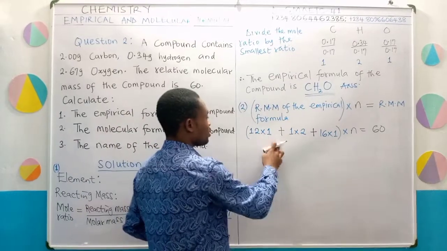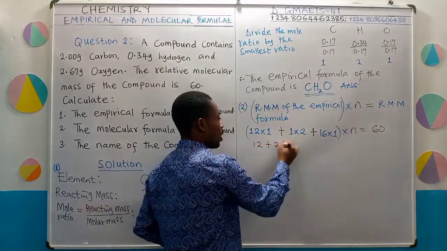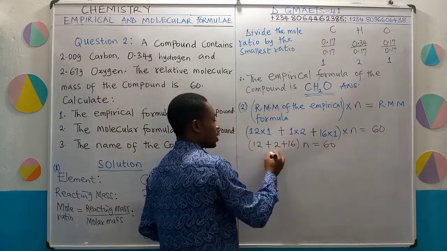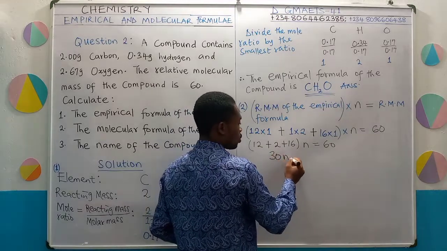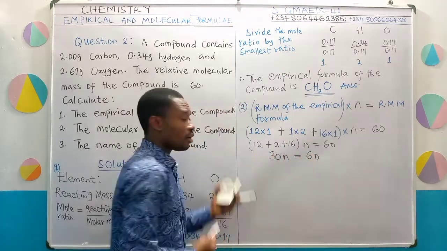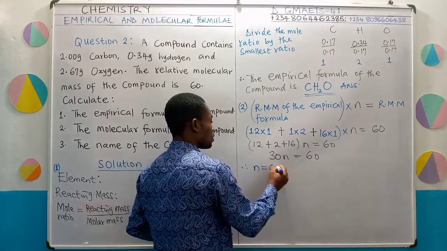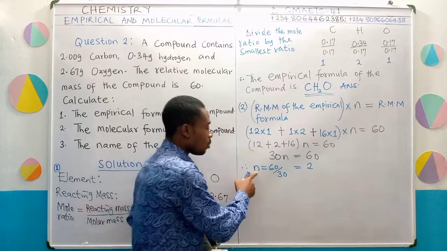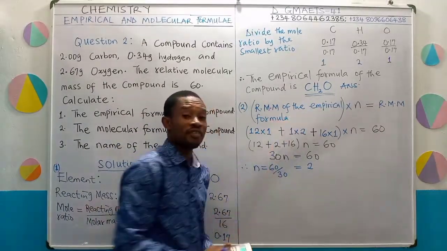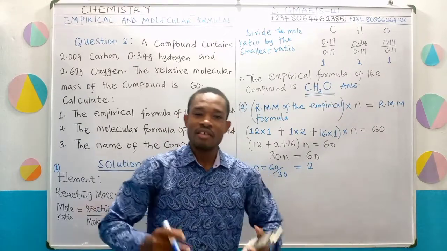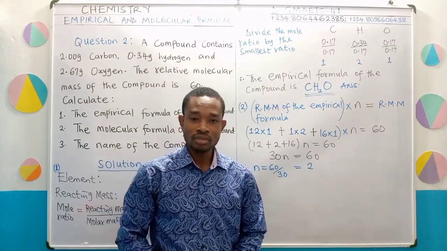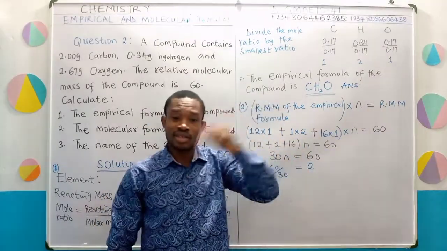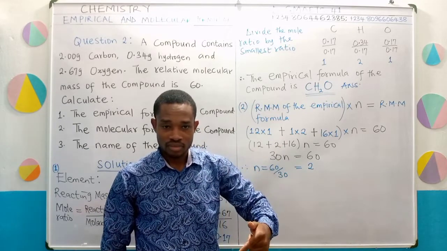Okay? Now if you work this out, this will give us 12 plus 2 plus 16 multiplied by n equal to 60. If you add up this, you get 30. So this is 30n equal to 60. Therefore, the value of n is equal to 60 over 30, which will give us what? 2. This is the whole number multiple of the empirical formula that will give us the molecular formula of a compound.